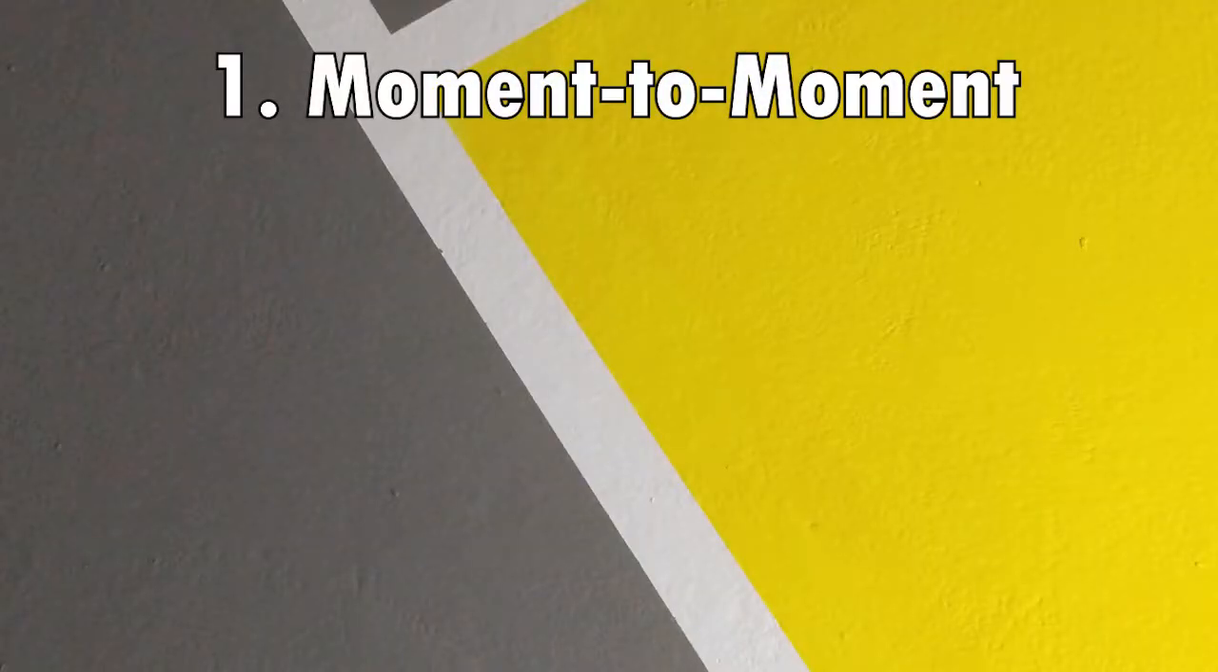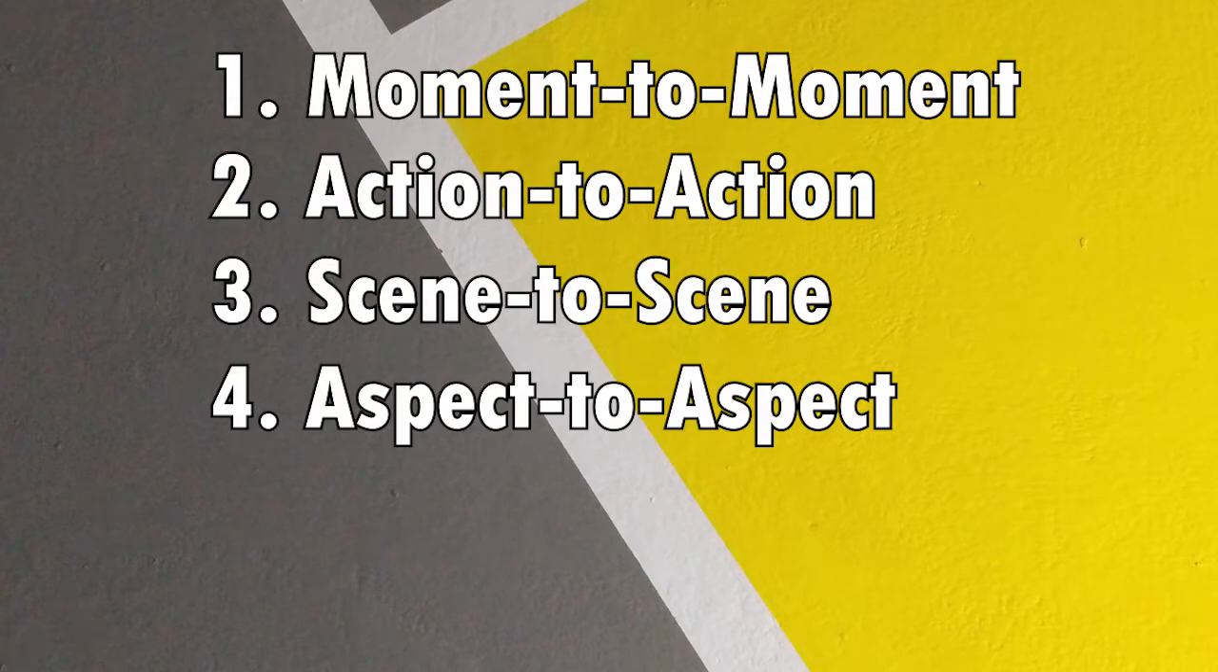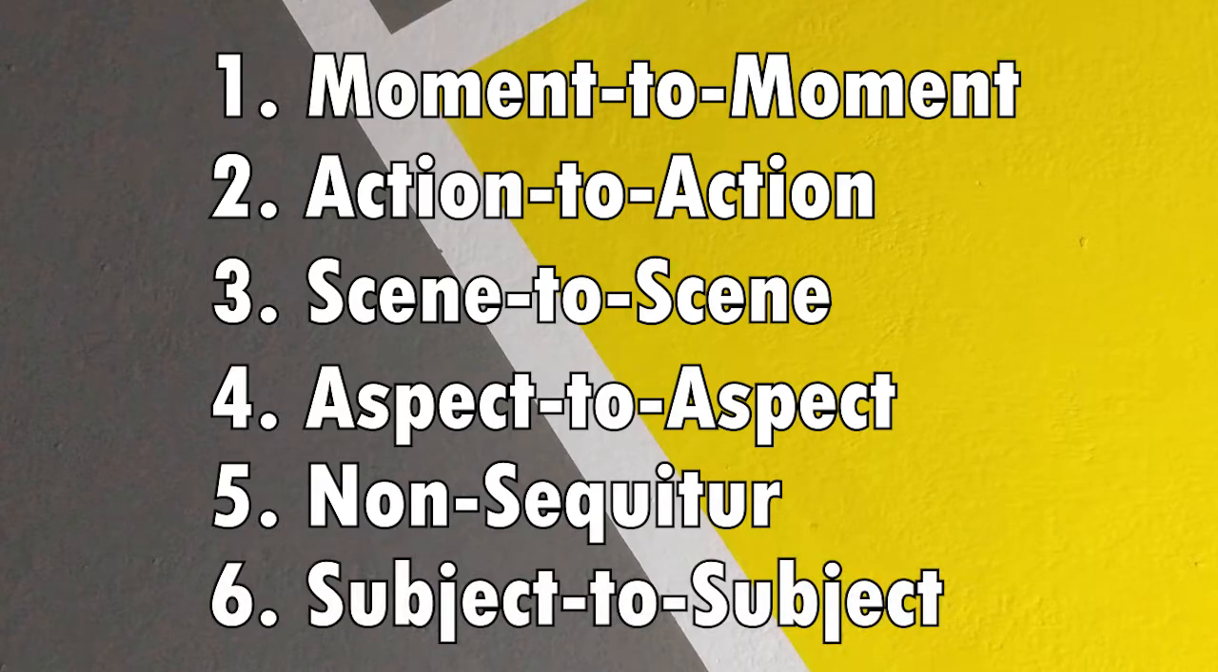I'll have another video talking about panel transitions in the coming weeks, so keep an eye out for that. So let's talk about those. In Scott McCloud's book, Making Comics, there are 6 panel transitions that he describes. They are moment to moment, action to action, scene to scene, aspect to aspect, non-sequiturs, and subject to subject.